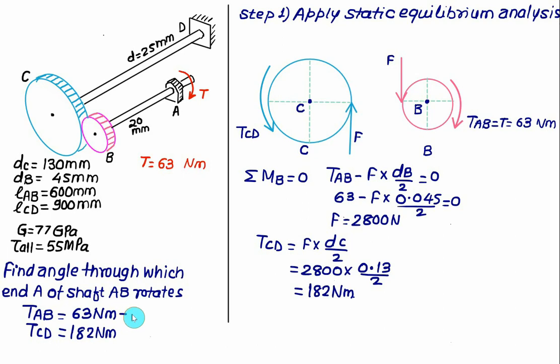So this value is used to calculate theta of B with respect to A, and this value is used to calculate theta of C with respect to D. But these two gears are in mesh. As the gear C rotates, the gear B will also rotate. So a kinematic analysis of the gears is required here. So that is our second step.